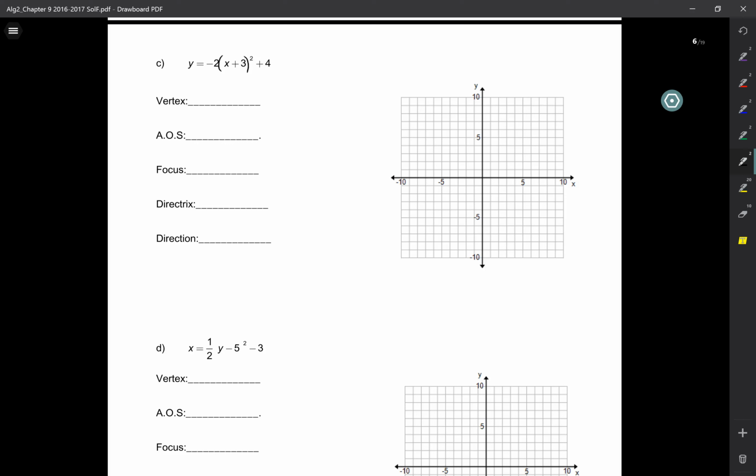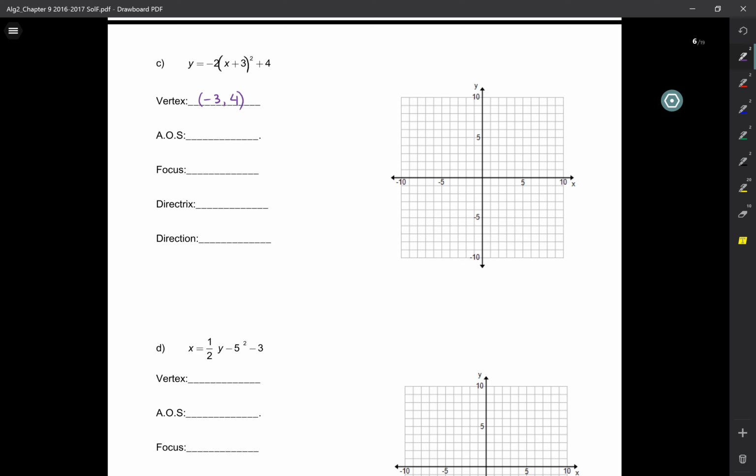Okay, so what's the vertex? What's the vertex here? Negative 3, comma 4. Which way does this open? It's either going to be left or down. Who says down? Why down?